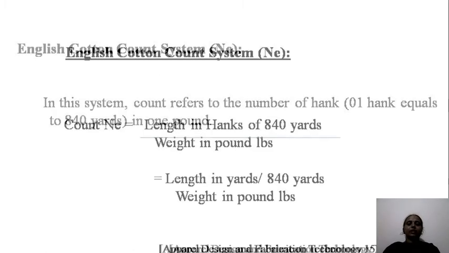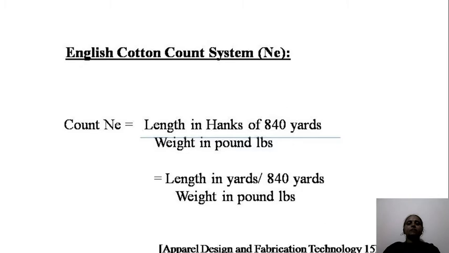In the English cotton system, the formula is the length in hanks of 840 yards divided by the weight in pounds, that is LBS. So the length of the hank is 840 yards, and the weight is in pounds: length in yards divided by 840 yards, over weight in pounds.